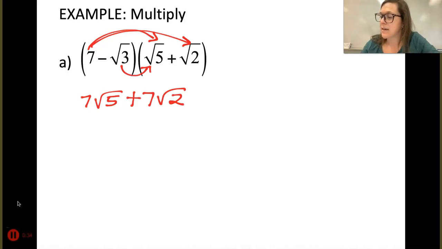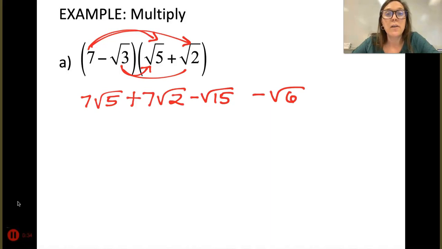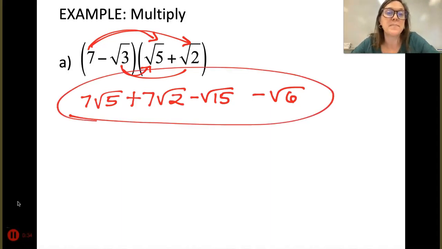Now let's do the inside here. So that gets me the square root of 3 times the square root of 5 is the square root of 15. And then here I'm going to get a negative square root of 6. I do have all like indexes, which is great, but I do not have any like radicands, so I can't add any of those together. So that is your answer right there. Done.